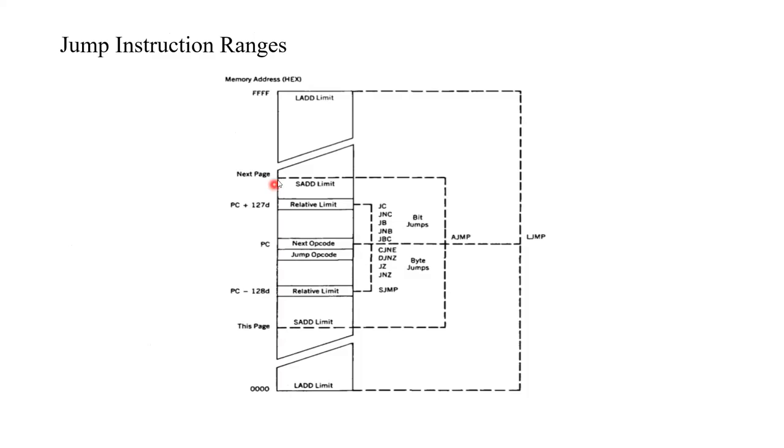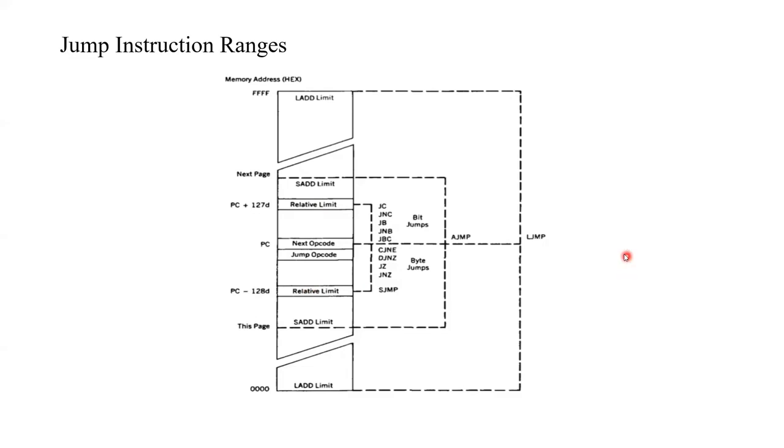And if you see, this is one page. This one page range is the absolute short range. And what is this range? From 00 to FFH. This range is our long absolute range. As I said, most of the jump instructions fall under the category of relative range.